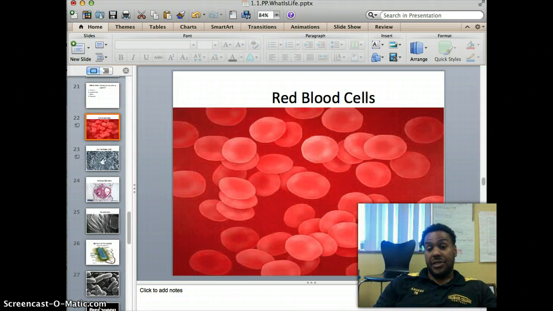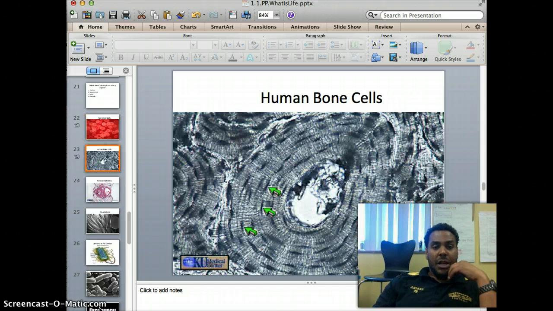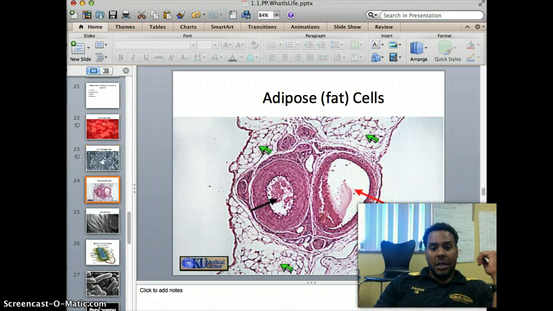So here are some pictures of cells. These are red blood cells. They carry the oxygen to your muscles. This is a bone cell, and right there inside the middle is what makes those red blood cells. So these guys right here come from the bone cells. Who knew it? Without bones, you wouldn't have blood.